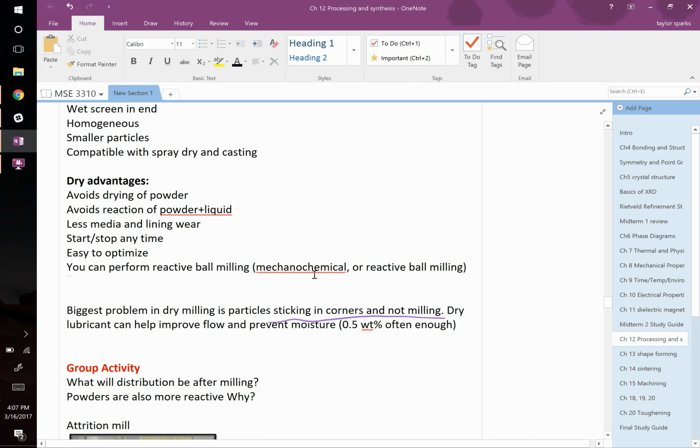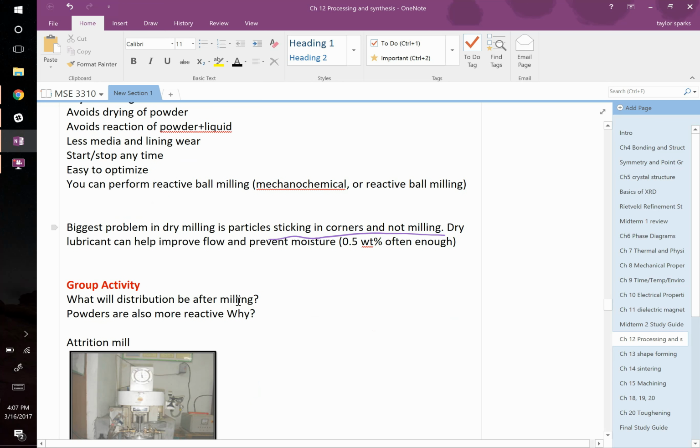You can add some lubricant, which will improve flow and prevent moisture agglomerating. It doesn't need to be very much, but this can help keep things from sticking in the corners, adding just a little bit of lubricant. It can be a dry or a wet lubricant, I guess.